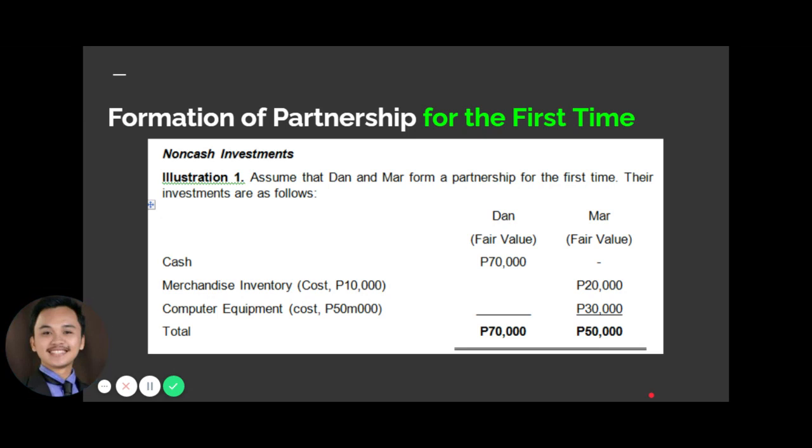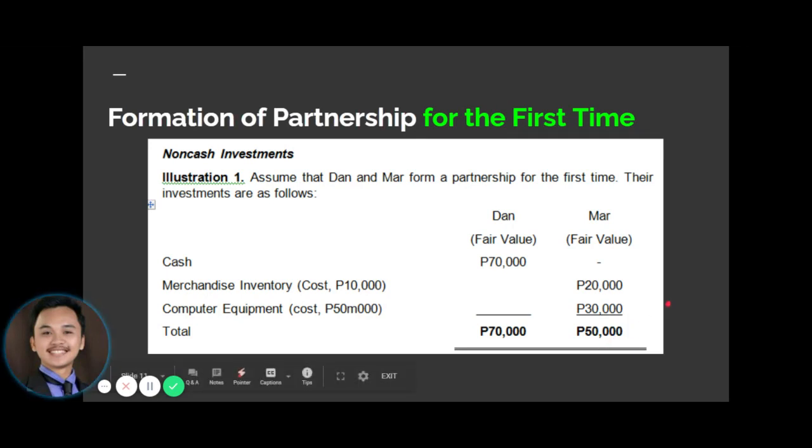However, again, if the partner invested non-cash assets, so what are examples of non-cash assets? Let's say they invested property, plant and equipment, machinery, land, and etc.